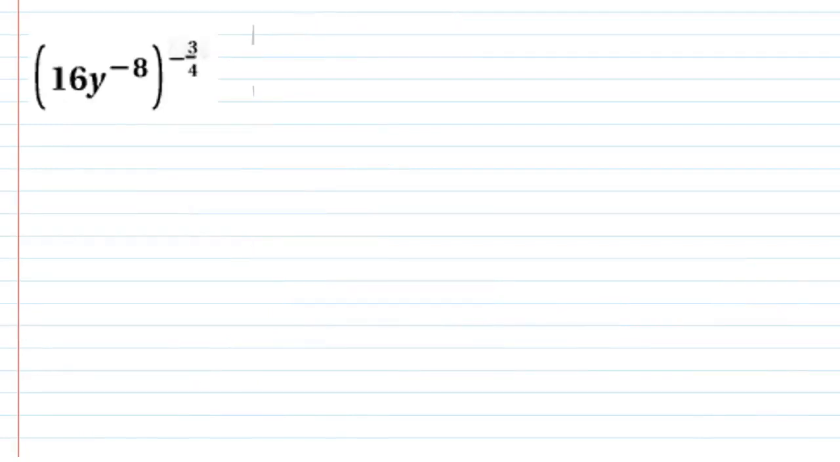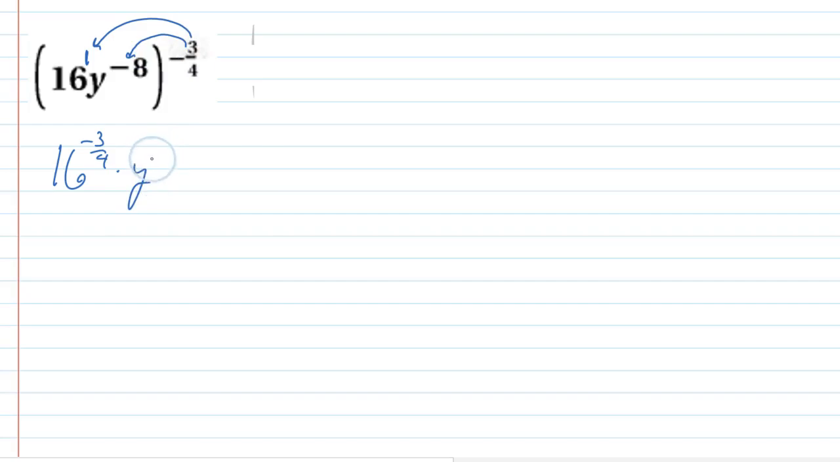Here's another. Now the properties of power to power are still the same, even with the negatives. So remember, the power on the 16 is an invisible 1, so I'm going to multiply 1 times -3/4. -8 times a -3/4. Well, negative times negative is a positive. That gives me y to a positive 24/4. Now we should reduce that. 24/4 becomes 6. Now the 16 is a negative exponent.